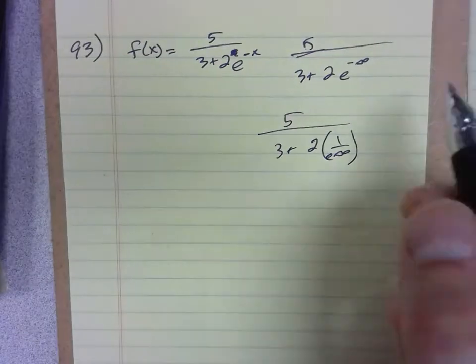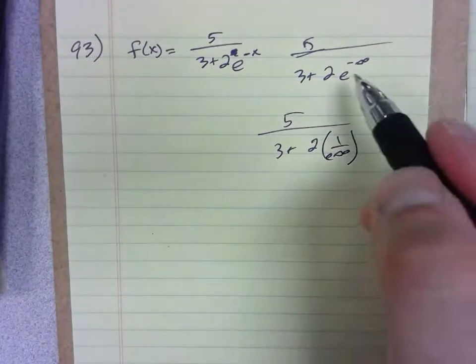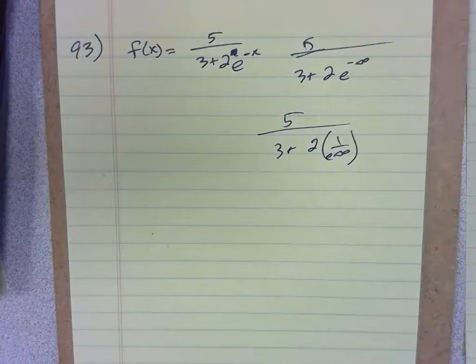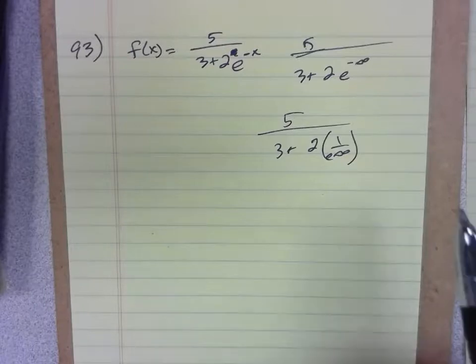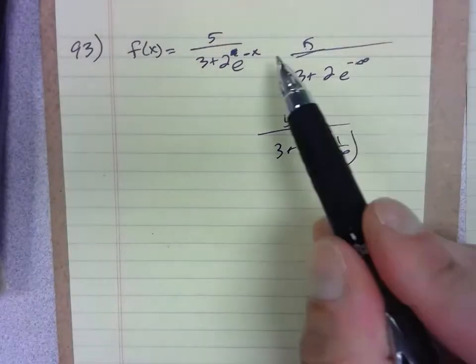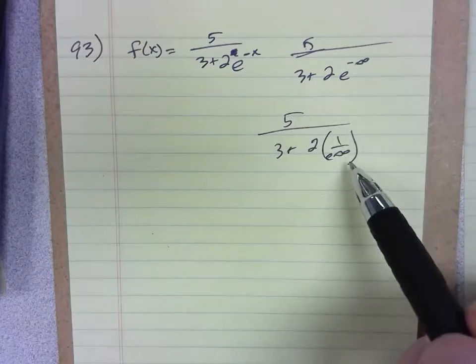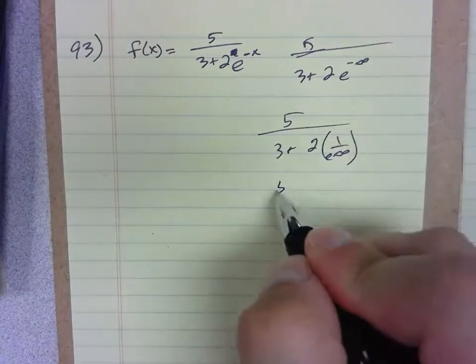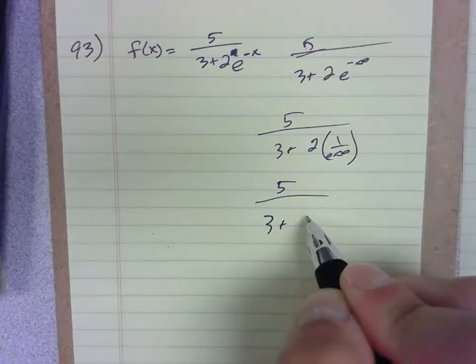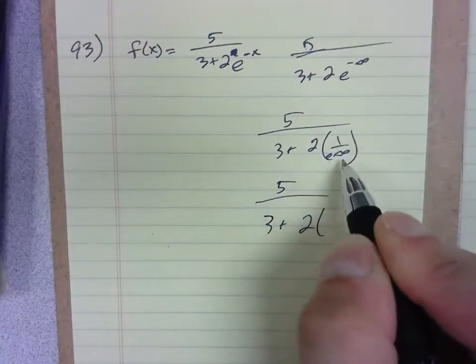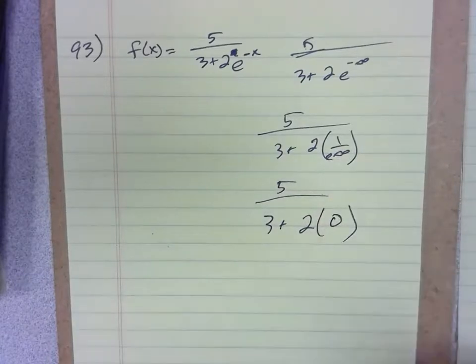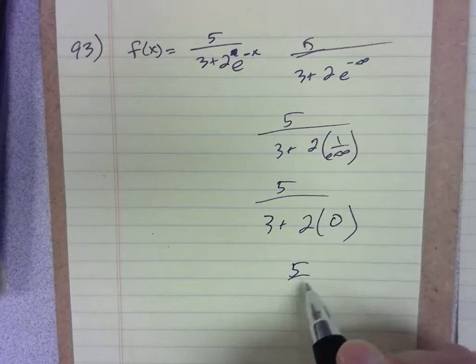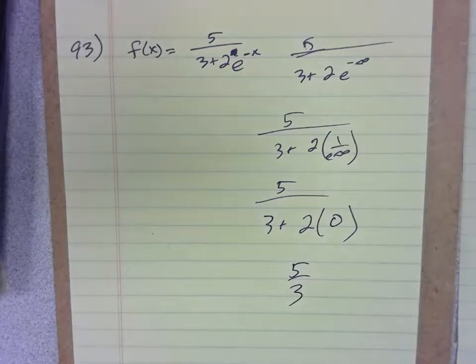So the algebraic way to do it is by evaluating the limit. Here's how to do it. Evaluate the limit as x approaches infinity. We plug infinity in, direct substitution. e to the infinity is just infinity, so this becomes 5 over 3 plus 2 times 1 over a really big number, which is 0. So then that just becomes 5/3. So 5/3 would be a horizontal asymptote, which is the limit as x approaches infinity.